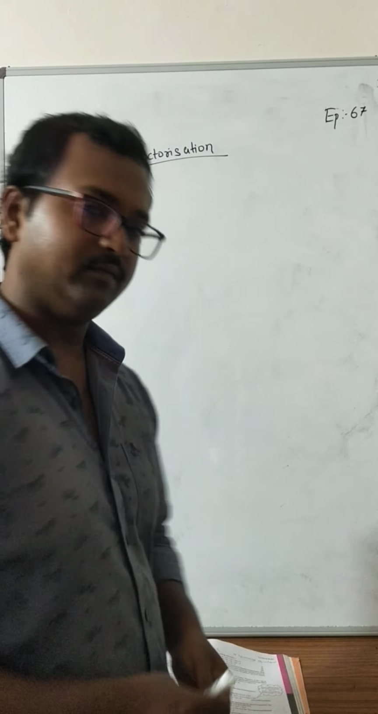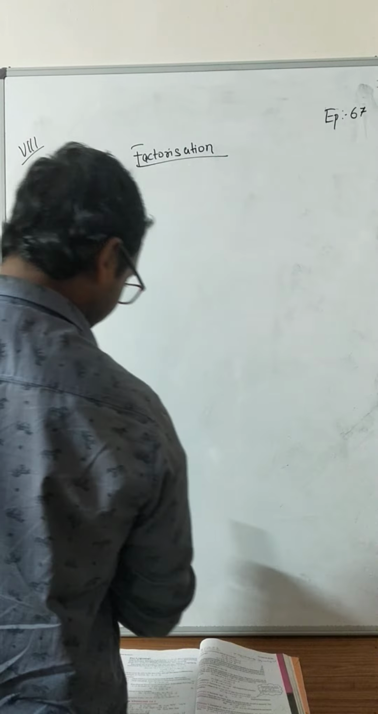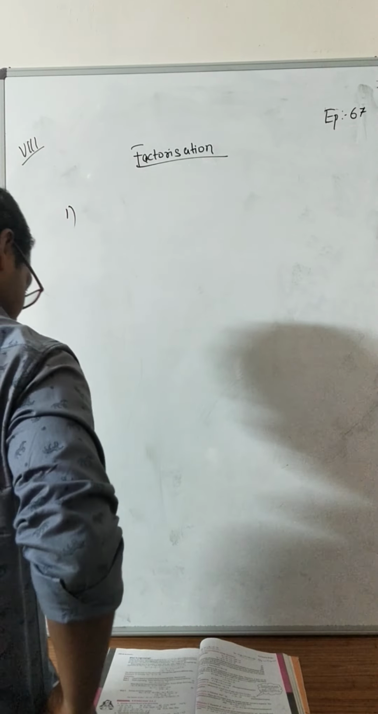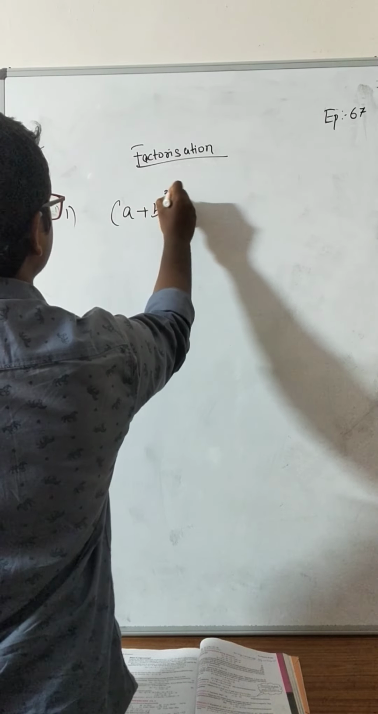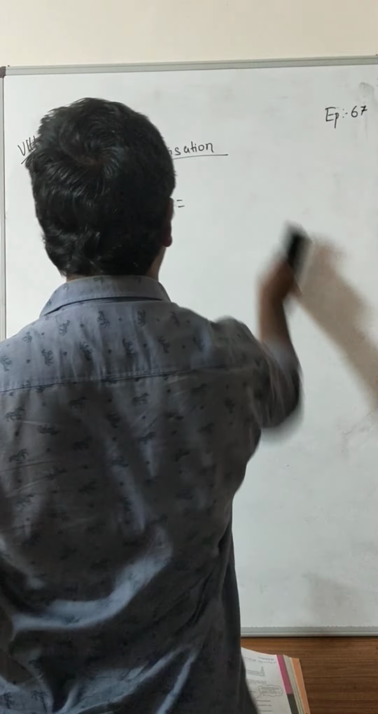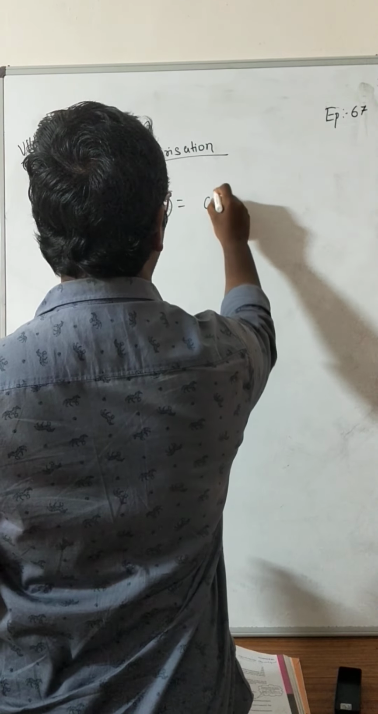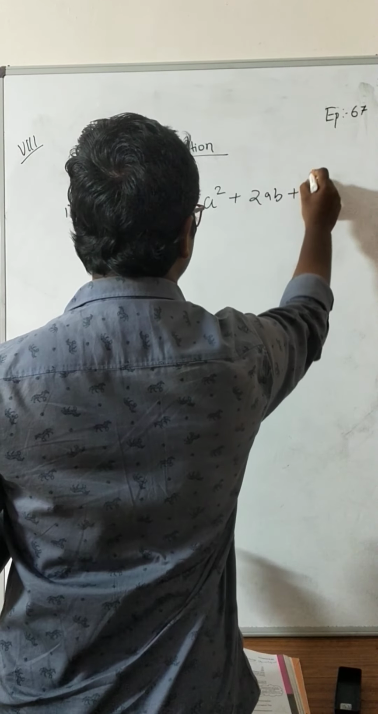Next we have to study how to do factorization using identities. There are three basic identities that we have to study. The first one is (a plus b) whole square is a square plus 2ab plus b square.